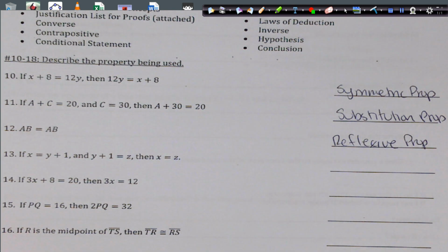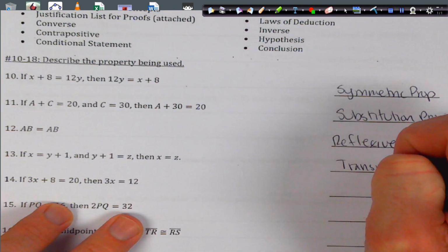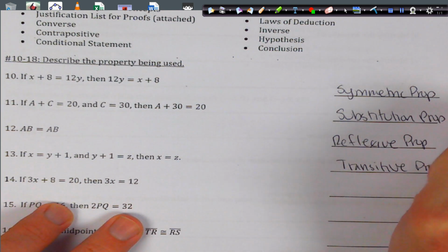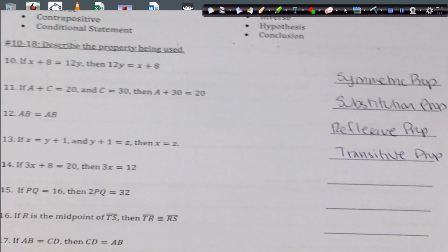X equals y plus 1 equals z, so x equals z. That is more of a transitive property. We're trying to show connection between two different things. Okay, so we're connecting x and z together through the y plus 1.